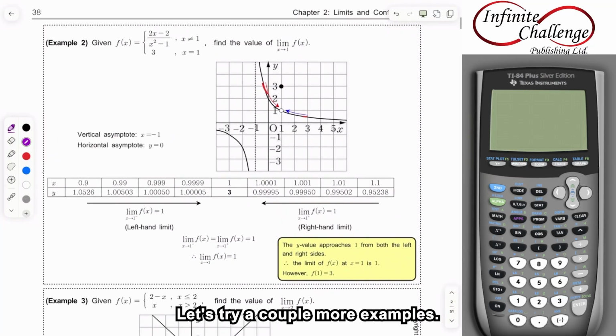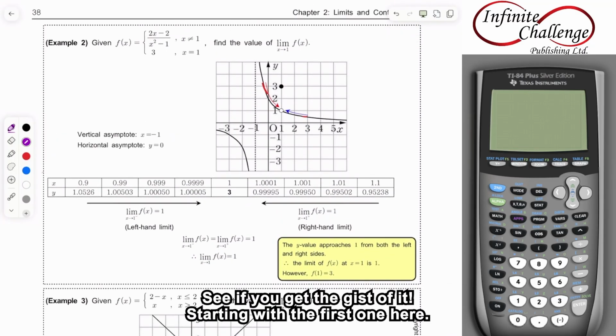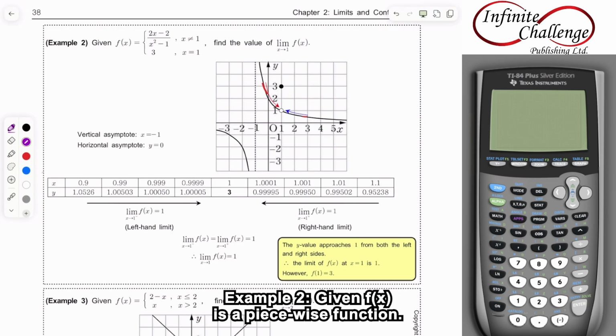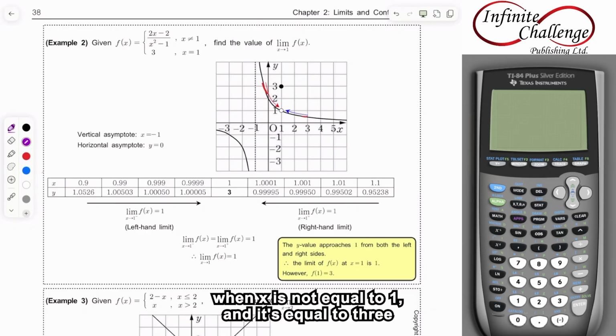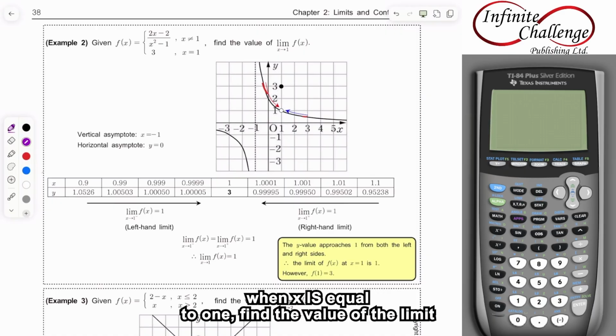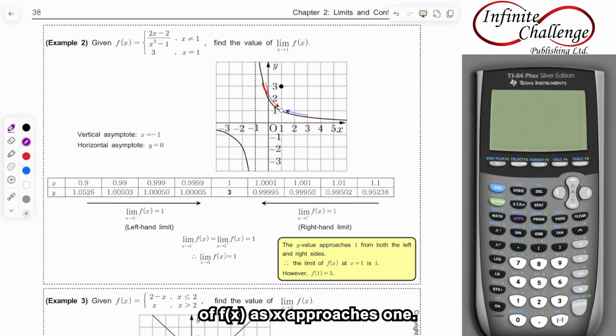Let's try a couple more examples, see if you get the gist of it. Starting with the first one here, example 2, given f of x is a piecewise function. Bit of a mess here. It's equal to 2x minus 2 over x squared minus 1 when x is not equal to 1, and it's equal to 3 when x is equal to 1. Find the value of the limit of f of x as x approaches 1.